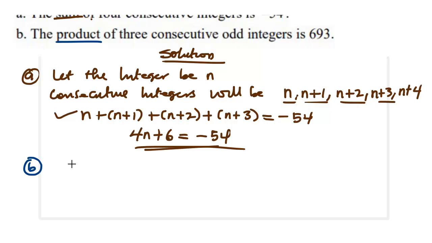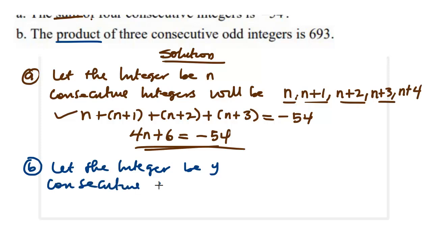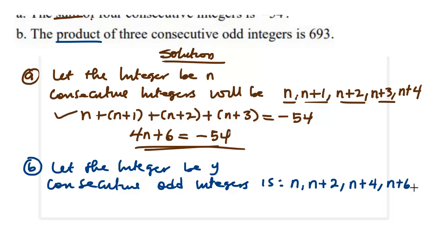So we say let the first integer be n. So consecutive odd integers are n, n plus 2, n plus 4, n plus 6, and so on. But we are focusing on just 3.